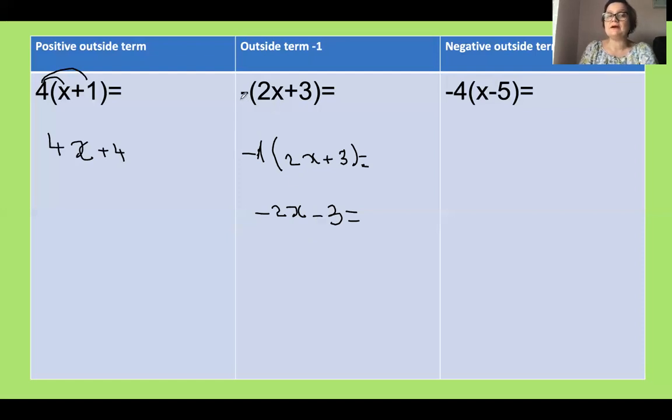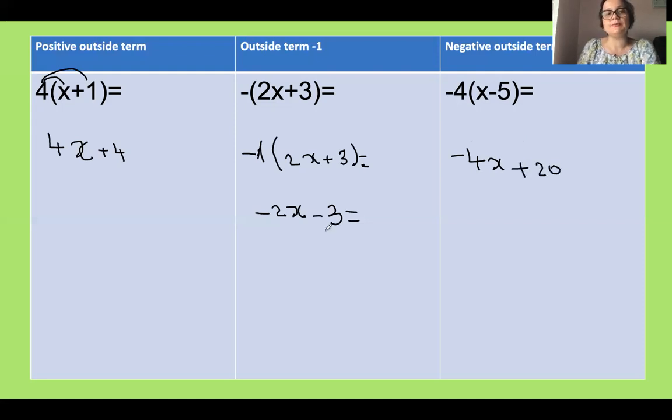So remember, minus the whole bracket means -1 that multiplies the whole bracket. So when you get the terms outside the bracket, the sign in front of them is going to be the opposite of what you had. Next one, we have -4 that multiplies x minus 5. So -4 times x is -4x. And now -4 times -5 becomes +20.